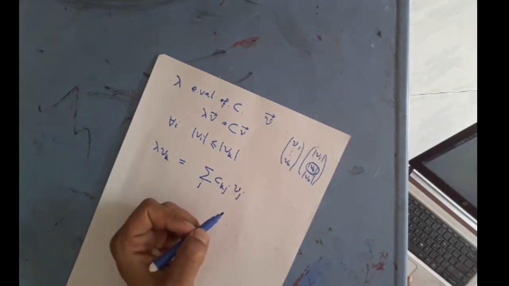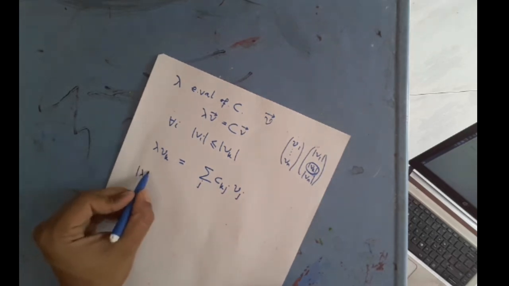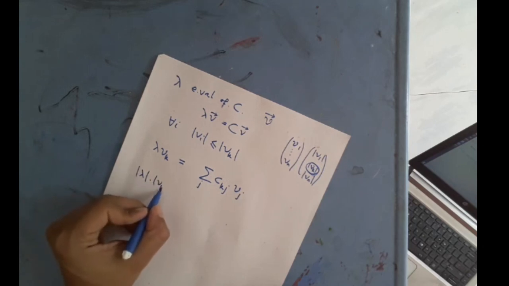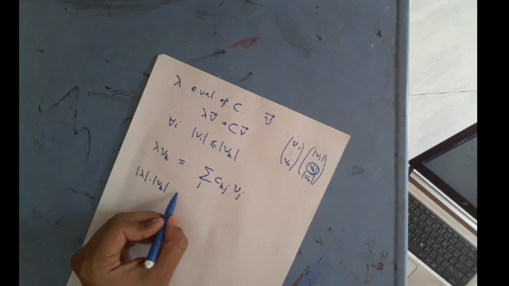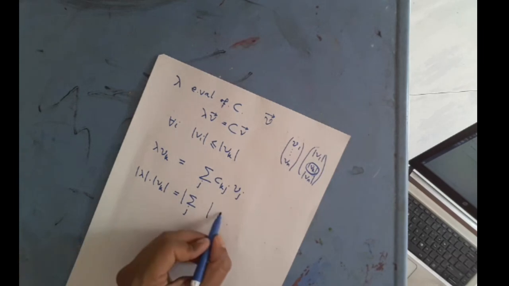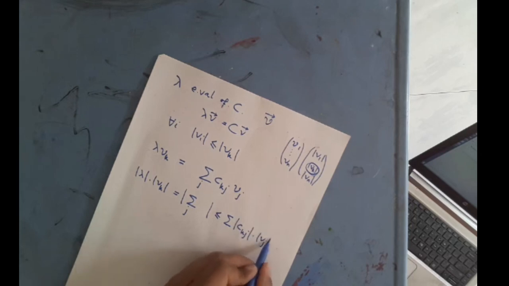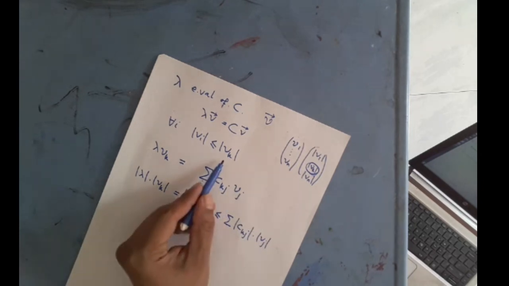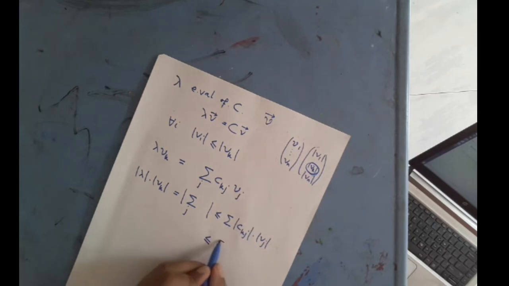What I will do is, I will take absolute value. Taking absolute value of lambda times absolute value of VK, these are all complex numbers in general, that is equal to absolute value of the sum, triangle inequality. So, CKJ times VJ. Now, remember, all these VJs, they are less than or equal to VK. So, I am working with that maximum thing.